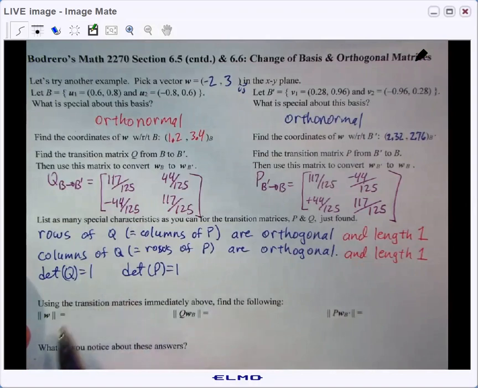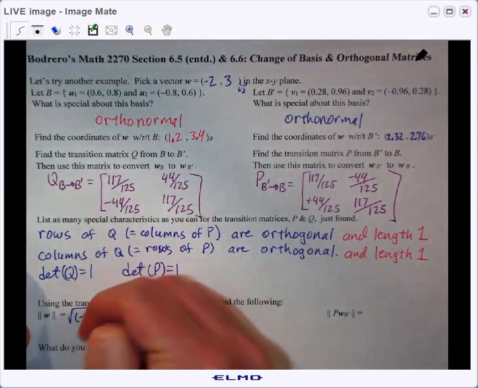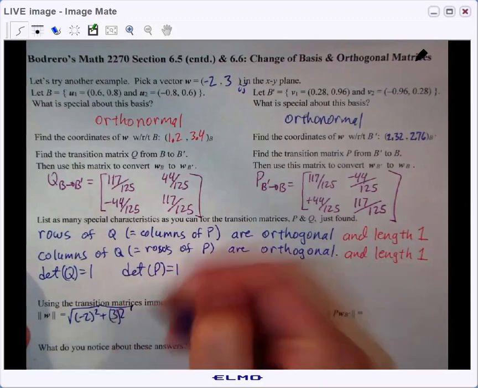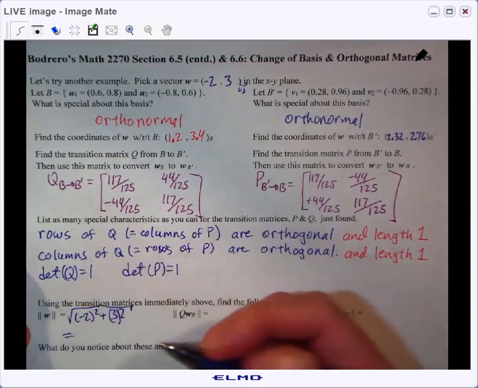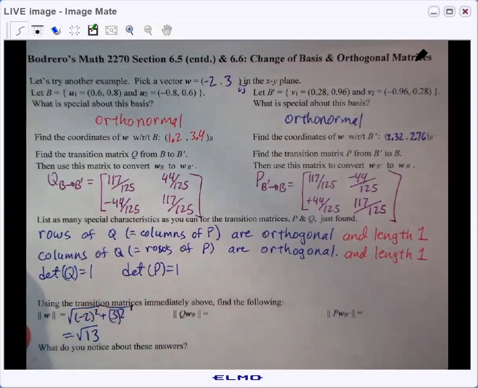So let's find the magnitude of vector W. Since there's no other special inner product given, we're going to use the standard Euclidean inner product, aka dot product. And so we'll get the square root of -2 squared plus 3 squared, which is 4 plus 9, which is the square root of 13.